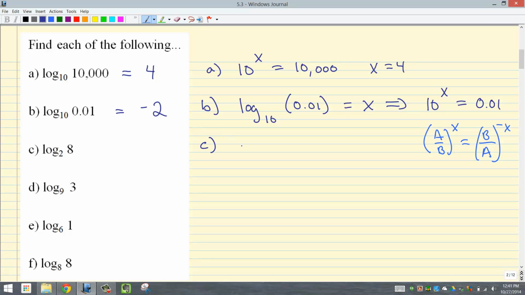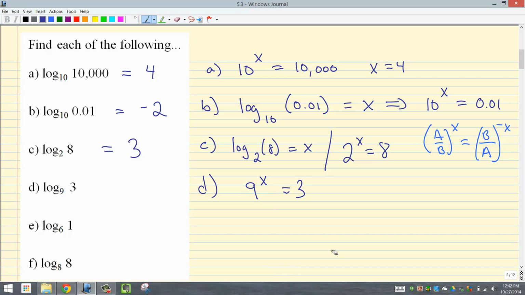All right, let's do part C. So part C says log base 2 of 8 equals x. Solve for x. So again, this is in log format. You're going to rewrite it in exponential. So you're going to rewrite it as 2 to the x power equals 8. So x equals 3. Letter D, and I won't rewrite it. I'll just write it in exponential. 9 to the x power equals 3. 9 to what power equals 3? And from this one, you have to bring in from your brain the square root of 9 equals 3.